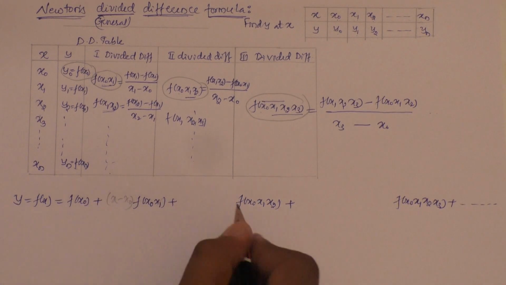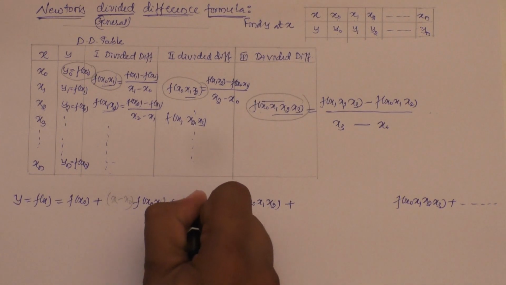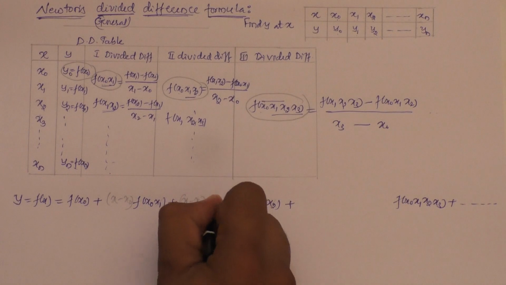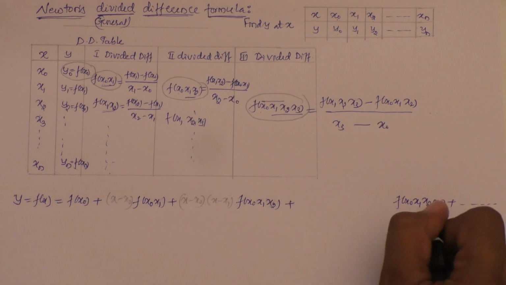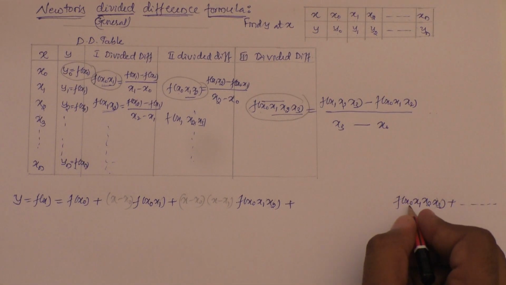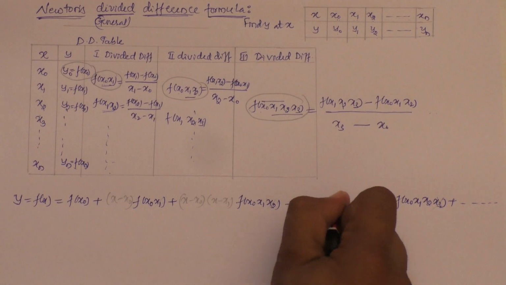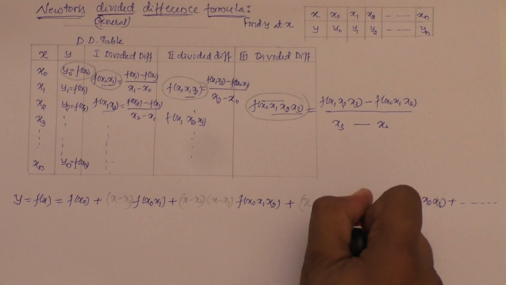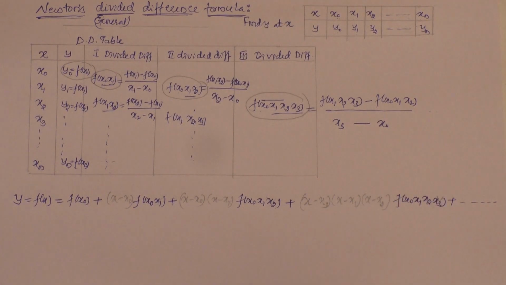leave the last value. For f of x naught x1 x2, if you leave the last value x2, the multiple is x minus x naught, x minus x1. Then here also leave the last value, remaining is x naught x1 x2. So here you need to write the multiples x minus x naught, x minus x1, x minus x2. This is how you need to write Newton's divided difference formula.